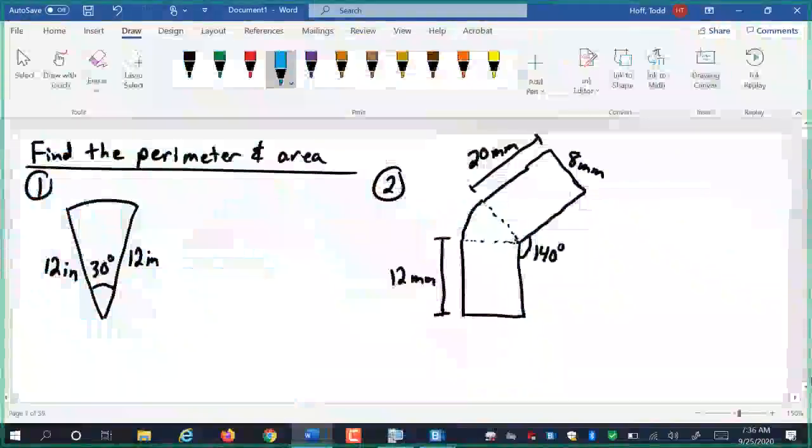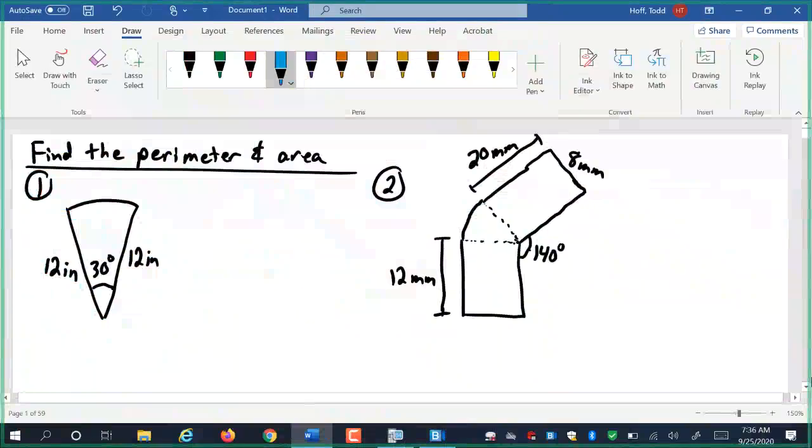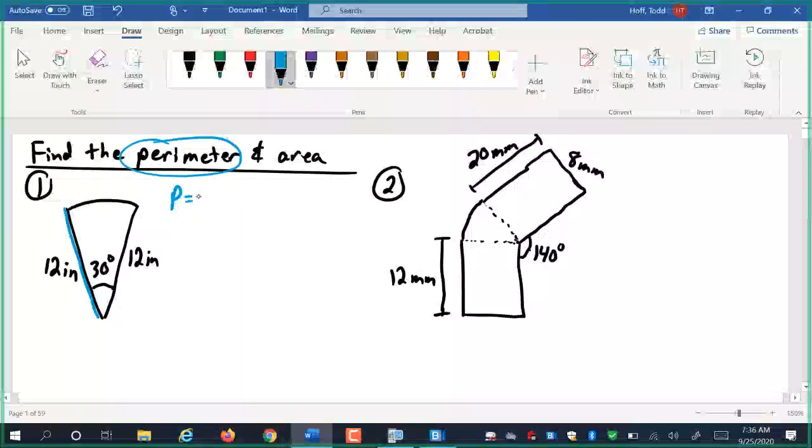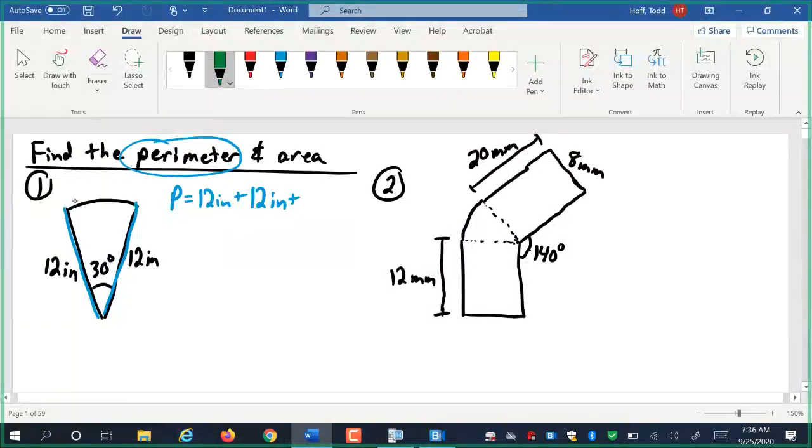Recording has started. So for number one, define the perimeter and the area. Well, let's do the perimeter first. The perimeter here is in three pieces. We have a 12-inch radius here. We have another 12-inch radius here. And then we have this arc up here that we have to add to that.